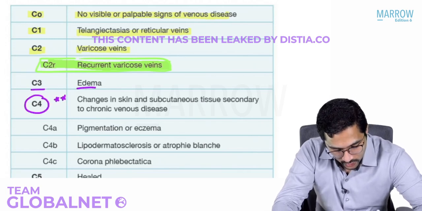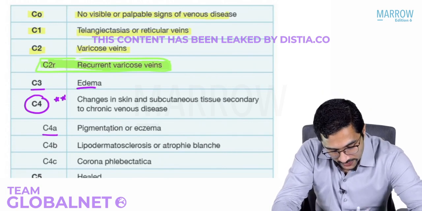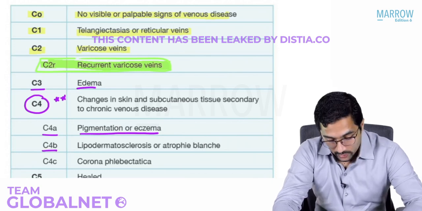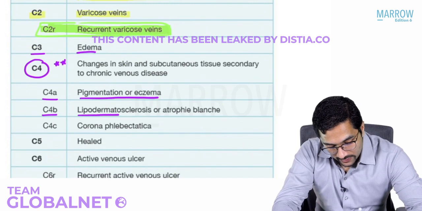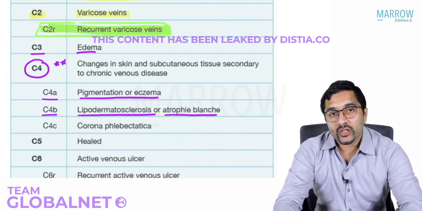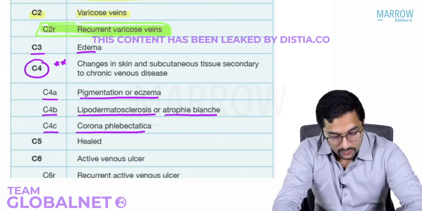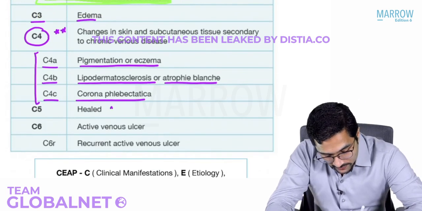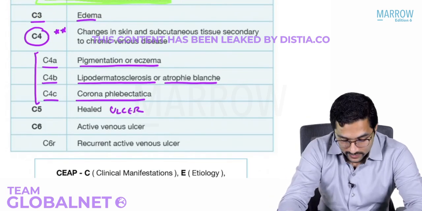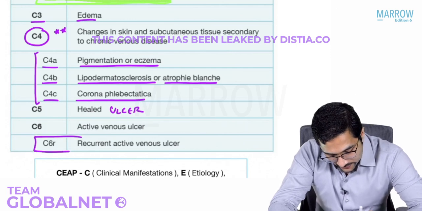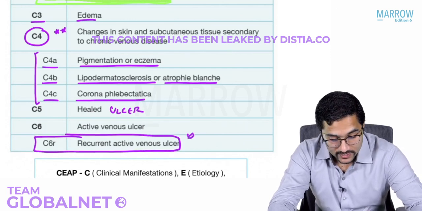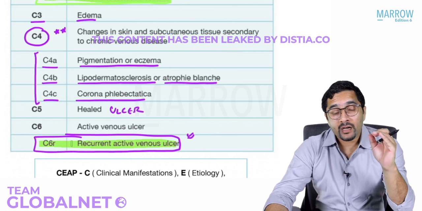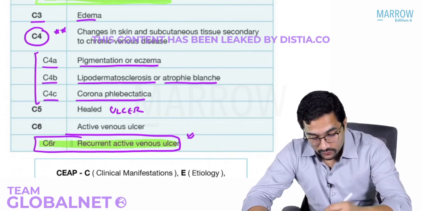C4 is very important. A lot of questions have been asked from C4. C4A is pigmentation or eczema. I told you pigmentation is because of hemosiderin deposition. You can have C4B, which is lipodermatosclerosis or atrophy blanche. C4C is corona phlebectasia. So these you should remember. C5 is a healed ulcer and C6 is an active venous ulcer. C6R is a recurrent active venous ulcer. This is also a new category which has now been added to this classification. So you need to remember the classification for your exam.